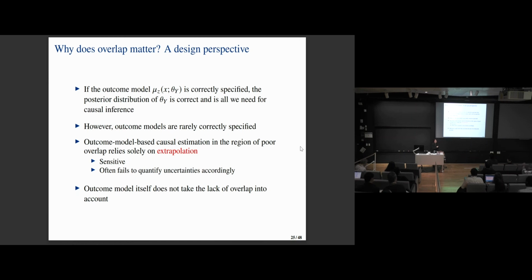So what's the problem with extrapolation? Again, if your model is correctly specified, great. If it's wrongly specified, it can be very far away from the truth. In other words, it can be very sensitive to the outcome specification, right? And we also want to correctly quantify the uncertainty accordingly. So this is a key: the outcome model itself does not take the overlap into account. So it's really important to put the propensity score into this outcome model framework.